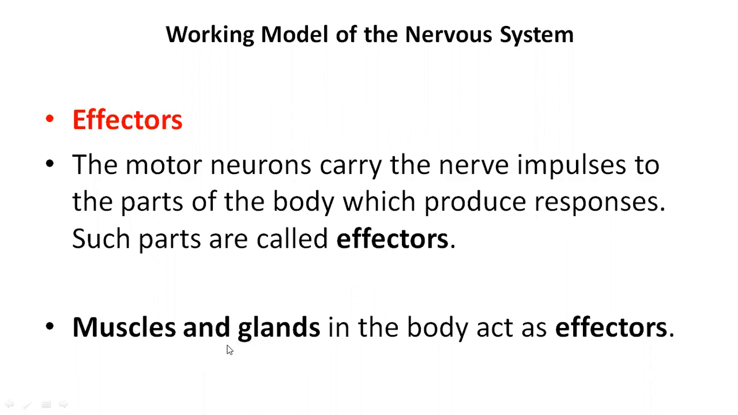So, this is the end of today's lesson. In today's lesson, we have focused on two topics. One is the peripheral nervous system, that is PNS, that is simply a system of nerves. And the second was the working model of the nervous system, in which we have studied how our nervous system actually functions, and then we have studied certain terms like stimulus, receptors, and effectors.